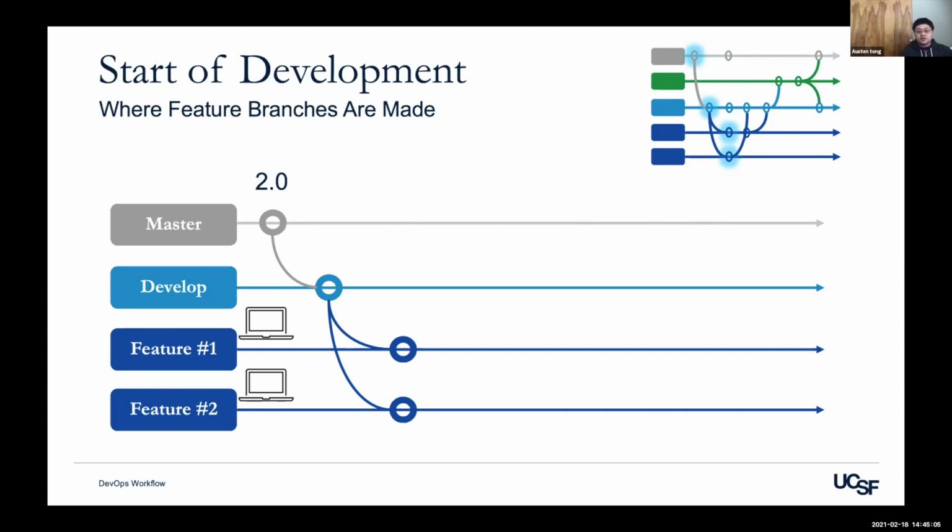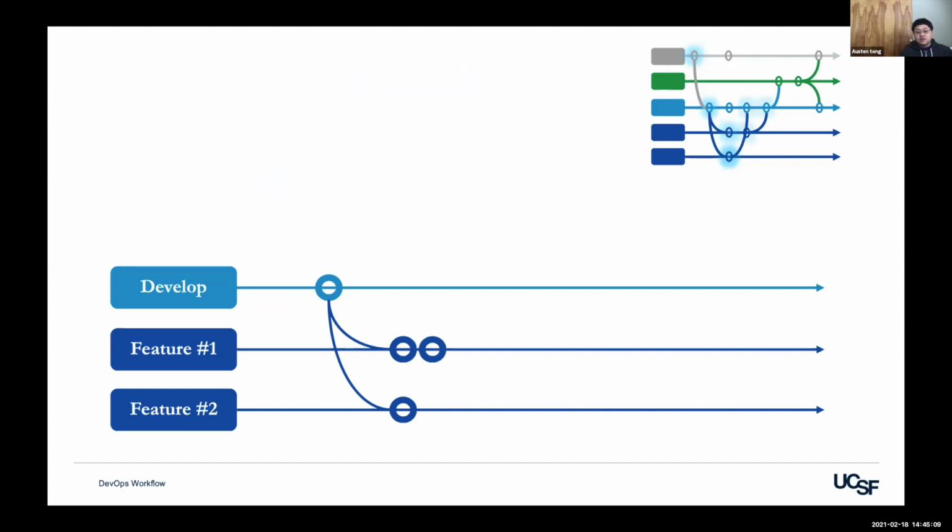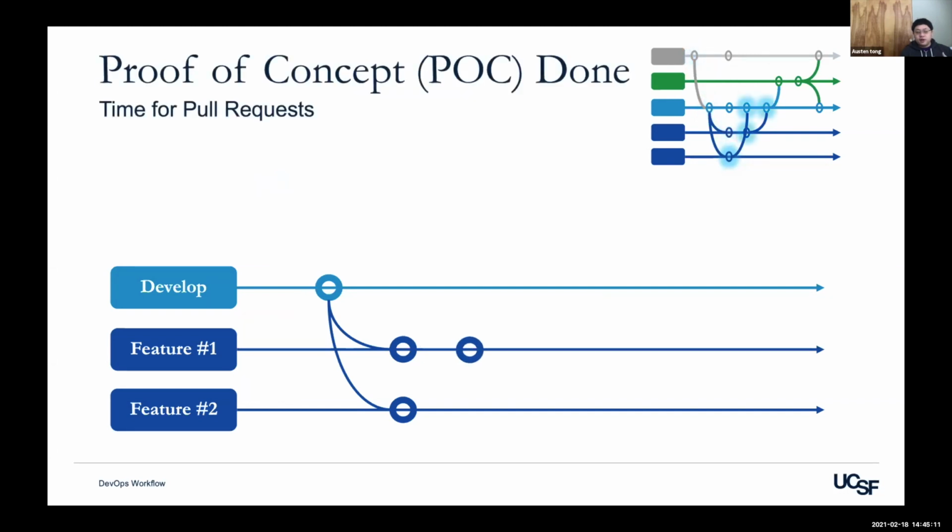So that's where development happens. Once you branch off, you start doing commits, you start making code changes, and then you want to eventually get done and have your proof of concept. So you've basically implemented your widget. You have the first pass ready to go through.